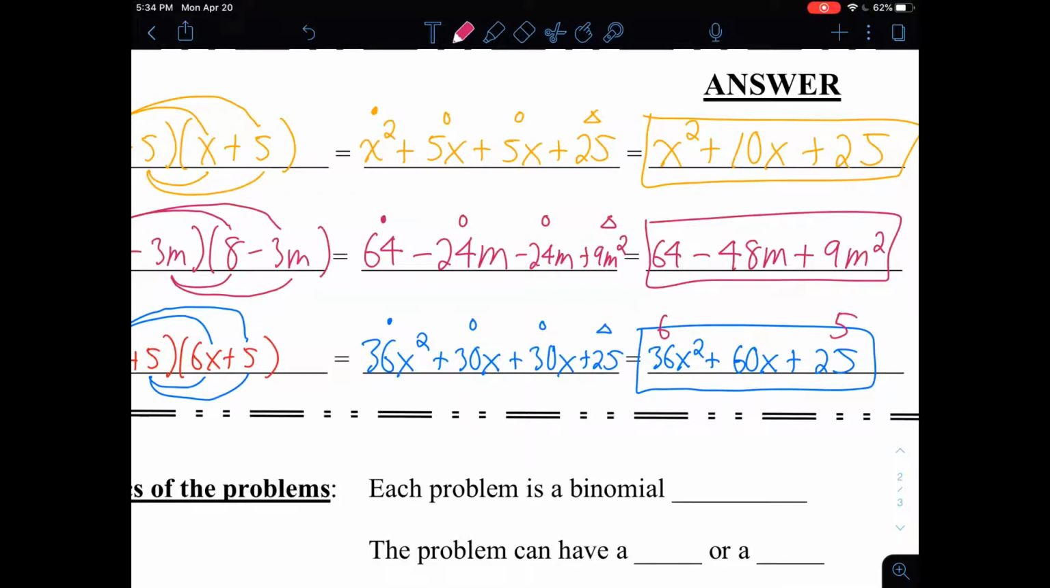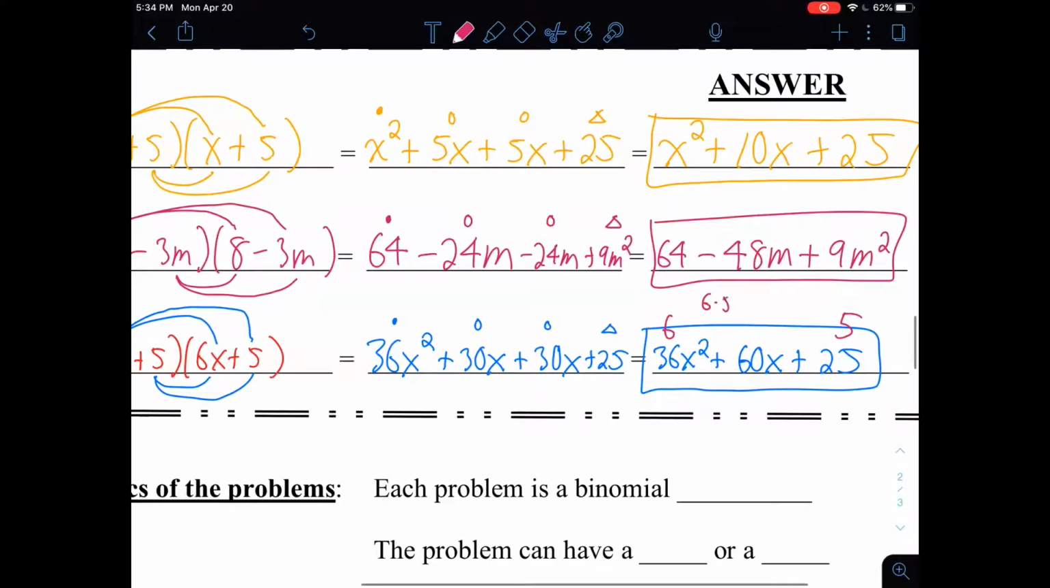The square root of 36 is 6. The square root of 25 is 5. How do you get 60 from 6 and 5? Well, 6 times 5 equals 30. And then how do you get 60 from 30? So 30 times 2 equals 60.